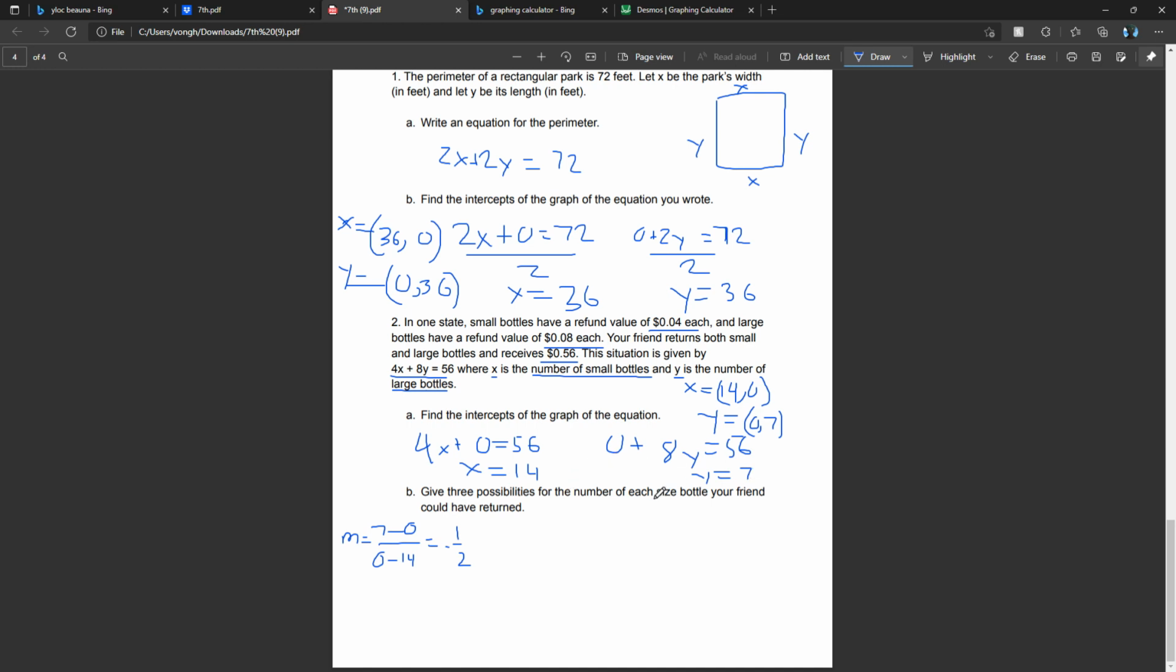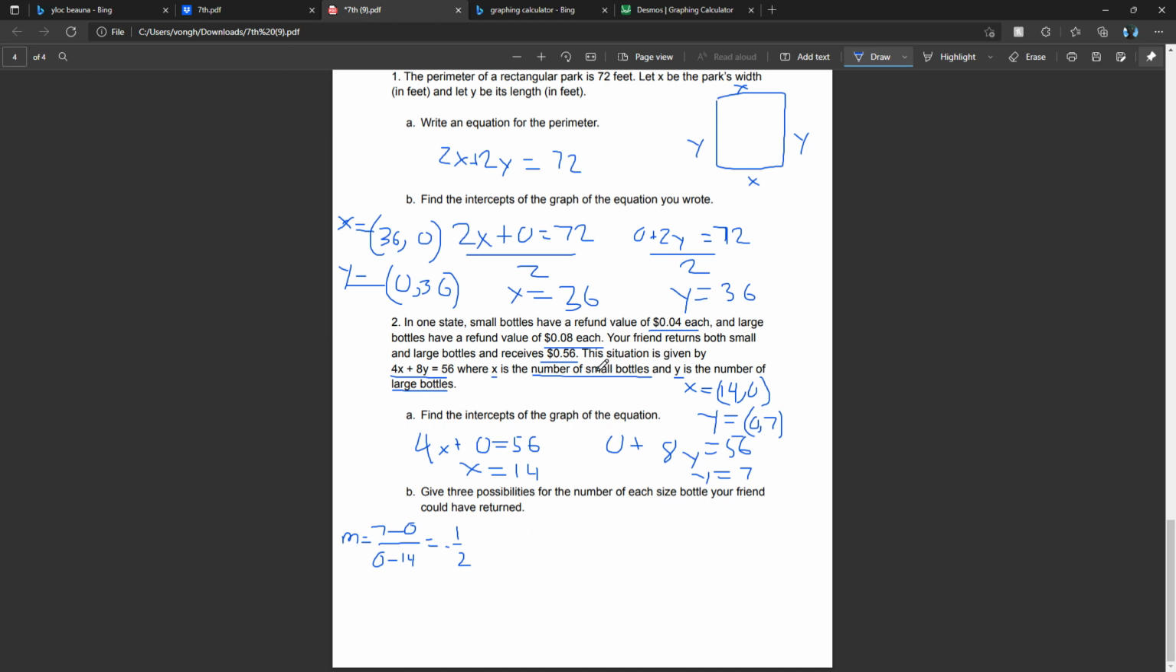So what I did here was I basically just solved for the x and y intercepts. You do the same thing, plug in 0, and x equals 14 and y equals 7. So then your coordinates should be 14 comma 0, and then 0 comma 7. But then for part B, give 3 possibilities for the number of each size of bottle your friend could have returned.